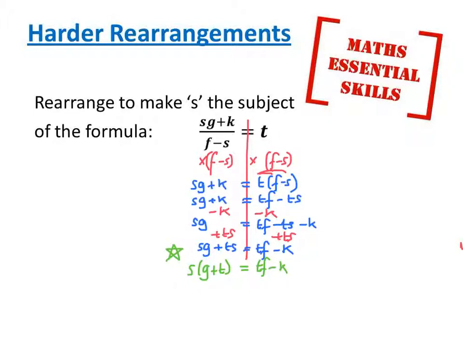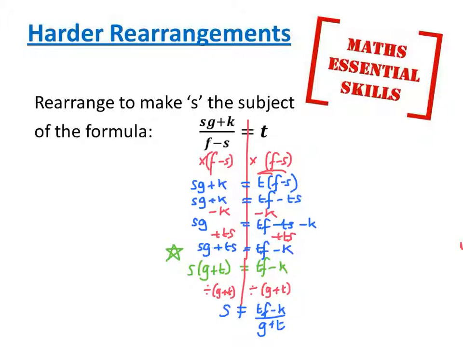And finally, because I want to get S on its own, I now need to divide both sides by G add T, because at the moment I've got S multiplied by G add T. So my final part of my answer is S equals TF minus K, all divided by G plus T.